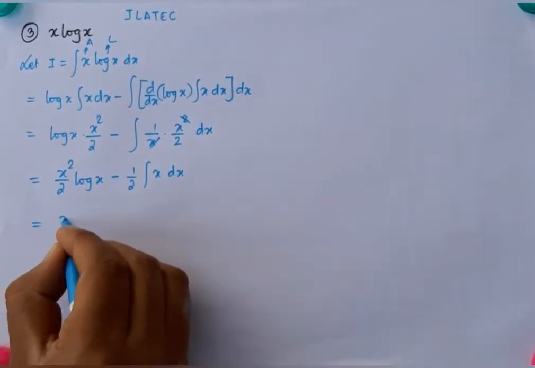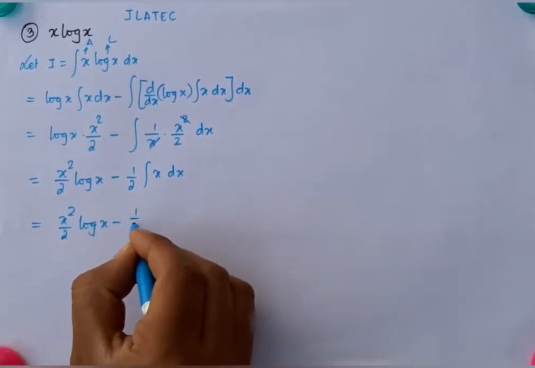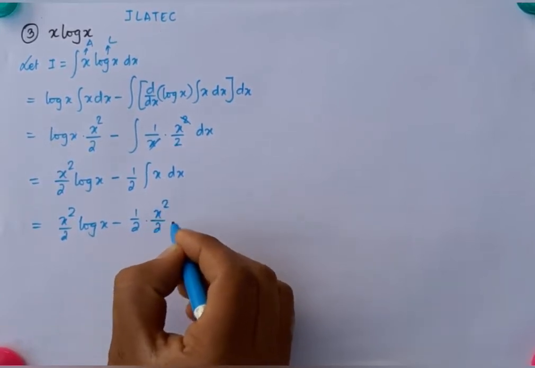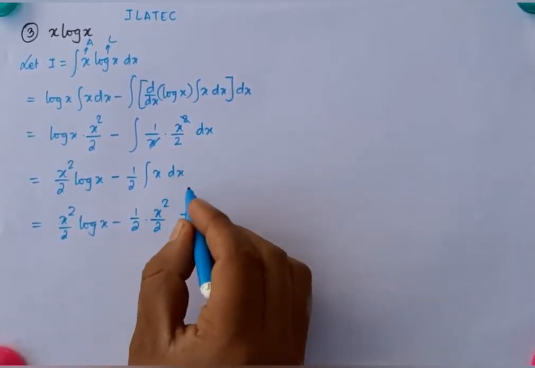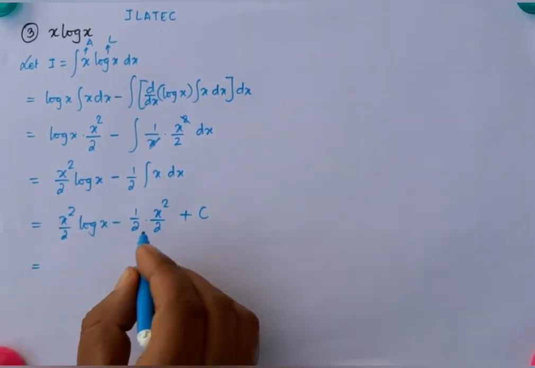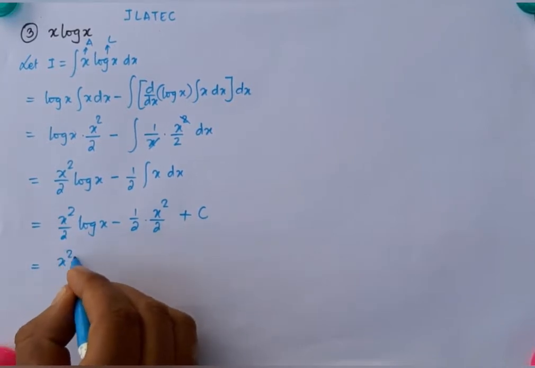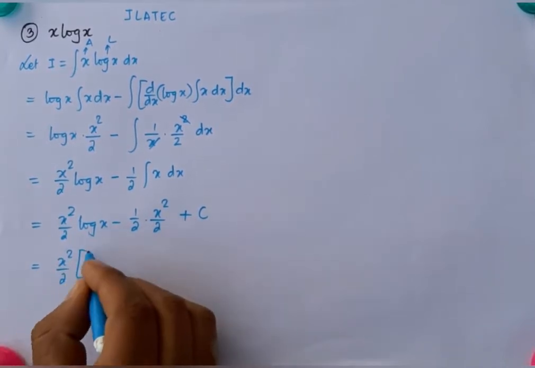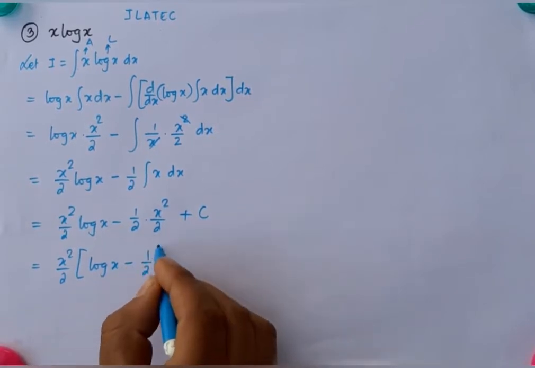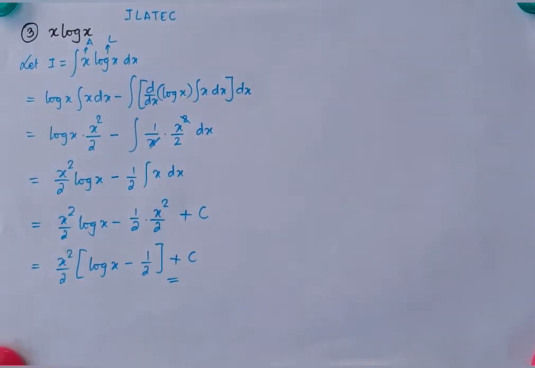Now again x square by 2 log x minus half. Okay, now how much is this? This is x square by 2, isn't it? Now since we are done with the integral, we'll put a constant of integration out here. So this is okay. So if you want to put x square by 2 common, that will be better. So you have log x here minus you have got half here, okay, plus c. So this is my answer for this particular question.